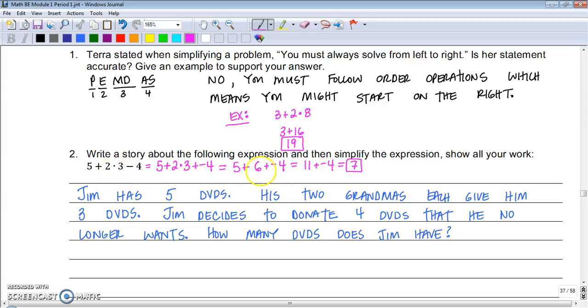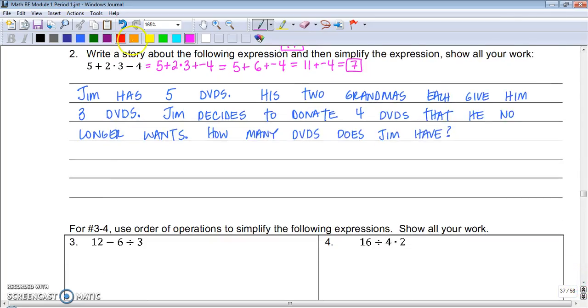So if somebody did this problem, they would have to multiply that. Jim decides to donate 4 DVDs that he no longer wants. How many DVDs does Jim have? And let's answer the question. So therefore, Jim has 7 DVDs.